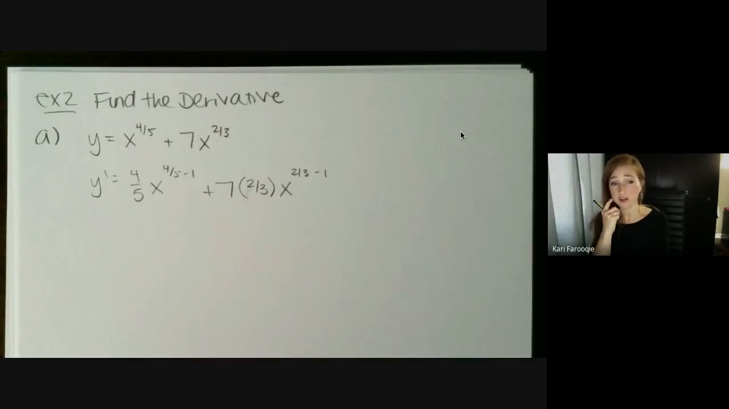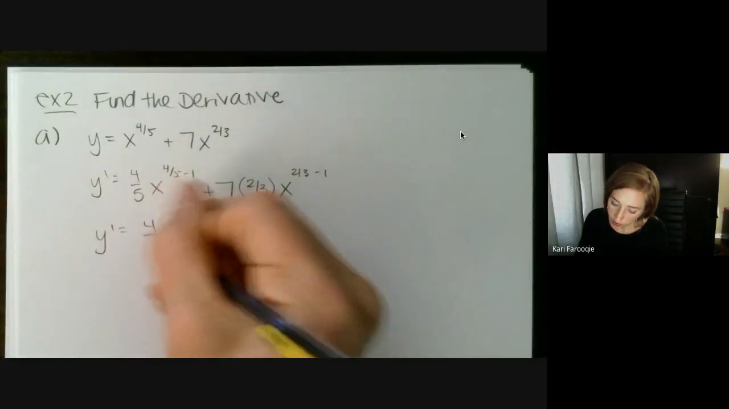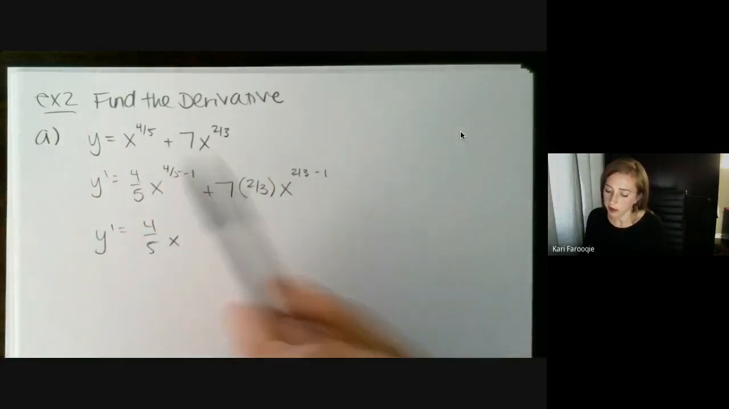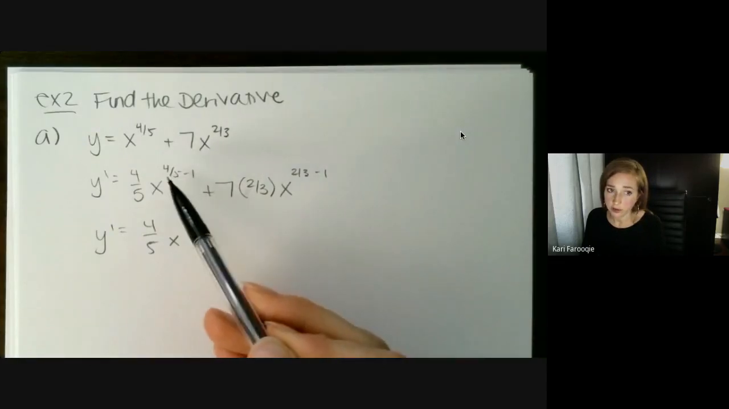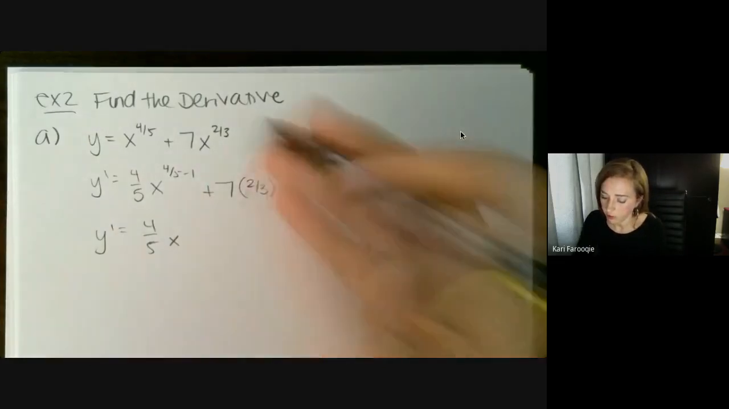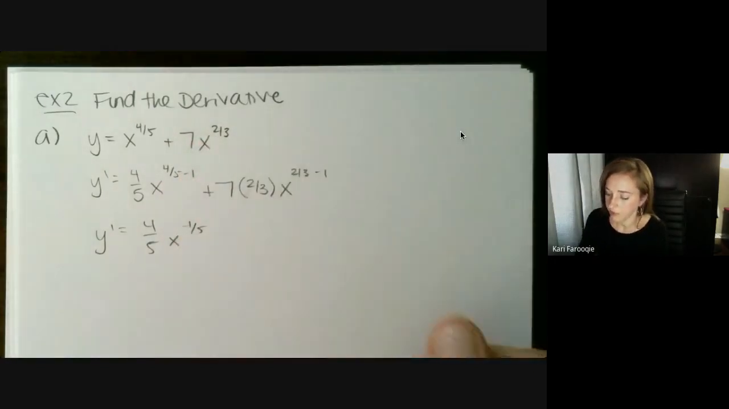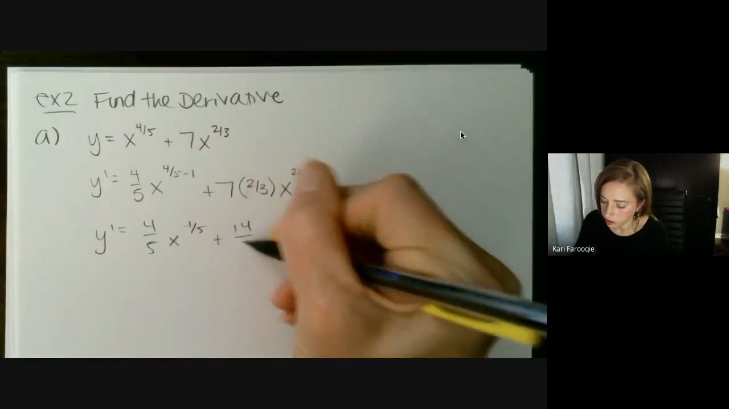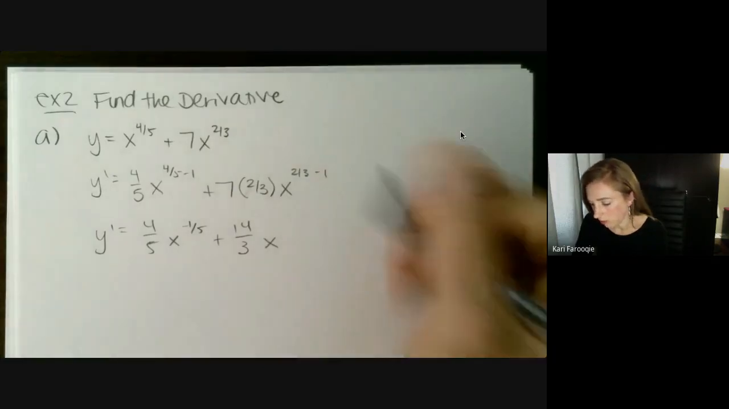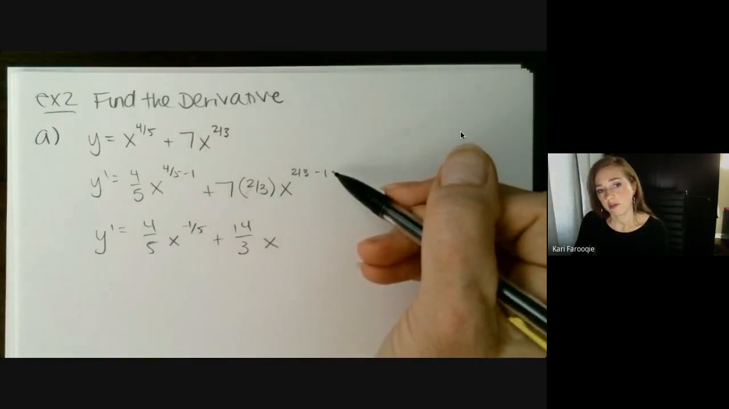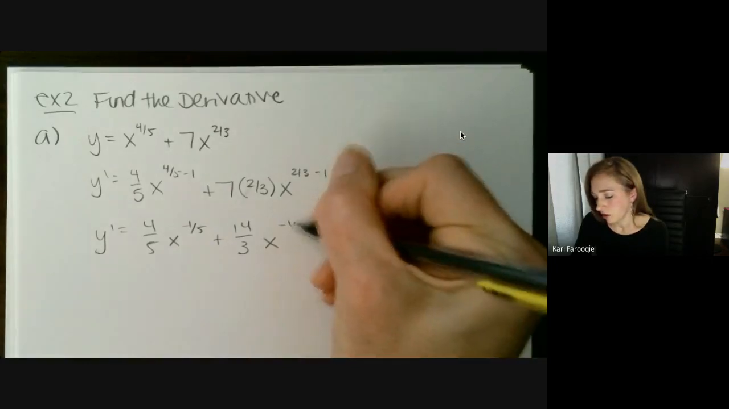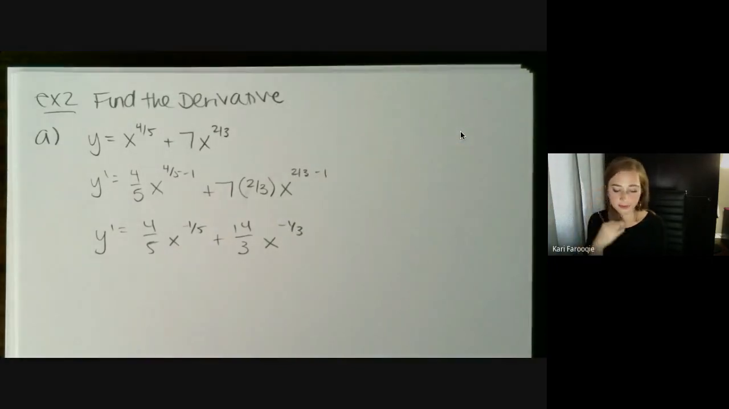So same as what we did last week, it's just that now we're saying we can do this for rational exponents and not just integer exponents. So we'll have 4/5 times x to the, okay, now 1 is 5/5, so 4/5 minus 5/5 is -1/5. And then plus 14/3 x to the, 1 is 3/3, so 2/3 minus 3/3 is -1/3. I'm totally fine with you leaving your answer like this.